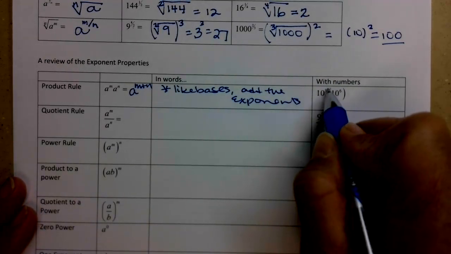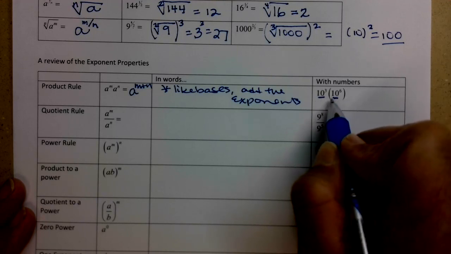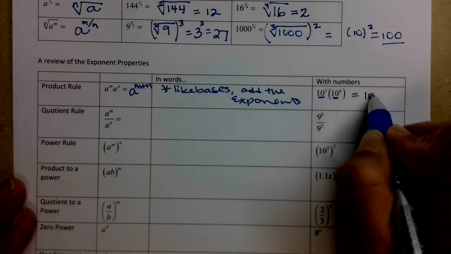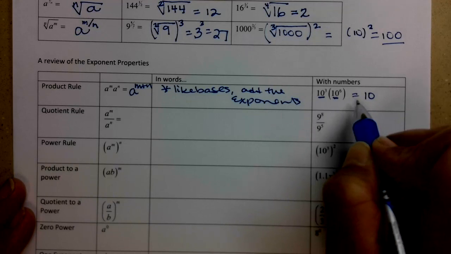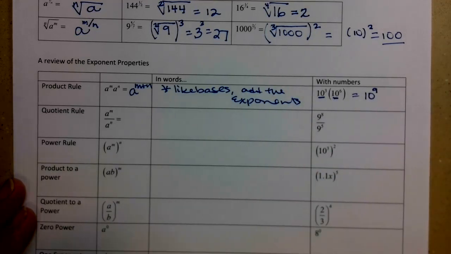Okay. So 10 cubed times 10 to the 6th. The base is 10. Both are 10. So if I'm multiplying those together, my answer is 10. The base stays the same, and then I add those exponents. So 10 to the 9th.